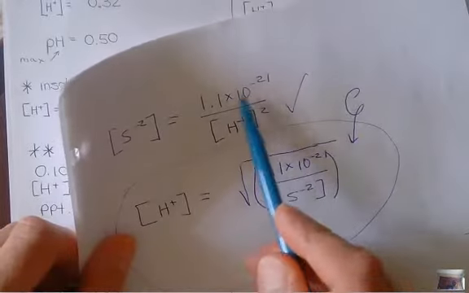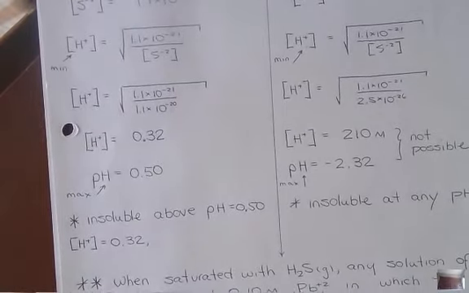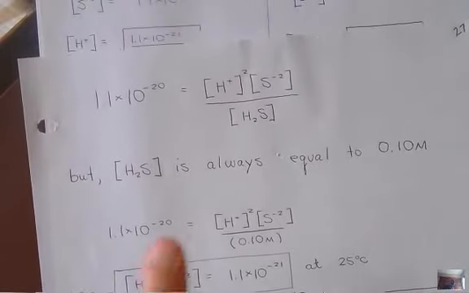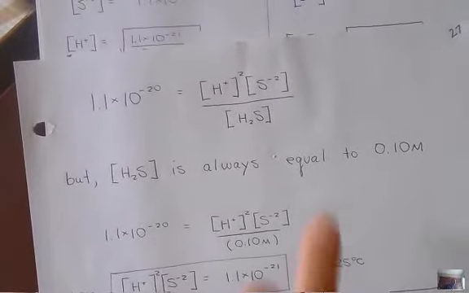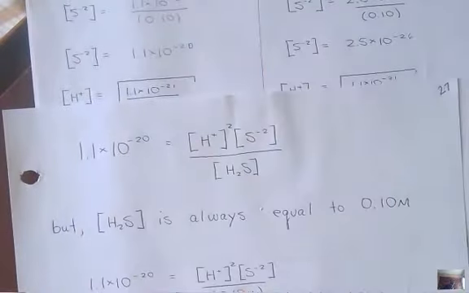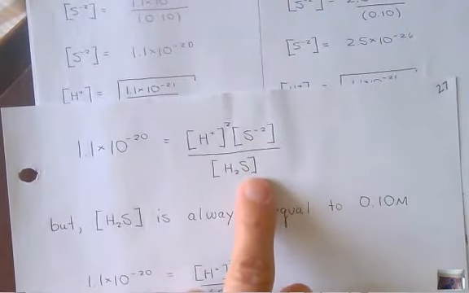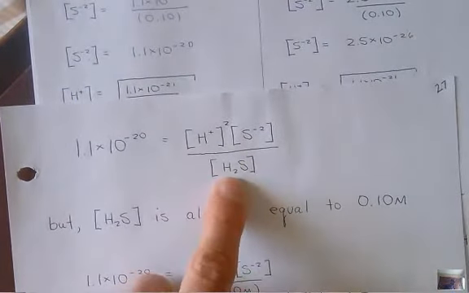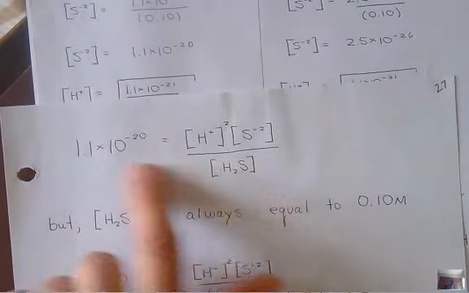Okay, and where did this come from? This came from a couple of different places, mostly the fact that S minus 2 is not only in an equilibrium with the metal ions, a precipitation equilibrium with the metal ions, it's also in an equilibrium with hydrogen ions to make back the H2S.